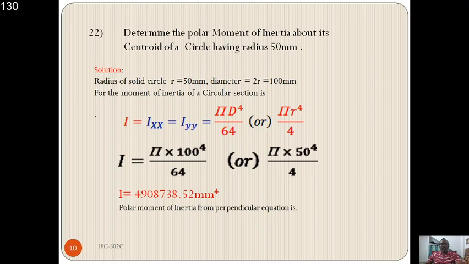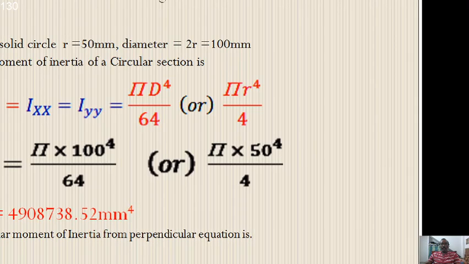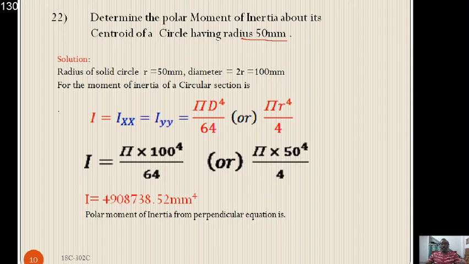So he has given the radius is 50 mm. Hence the radius of the solid circle is 50 mm and the diameter is twice the radius, hence it is 100 mm. For the moment of inertia of a solid circular section, Ixx and Iyy are equal to a single notation, the moment of inertia I, that is equal to pi d to the power of 4 by 64 or pi r to the power of 4 by 4.